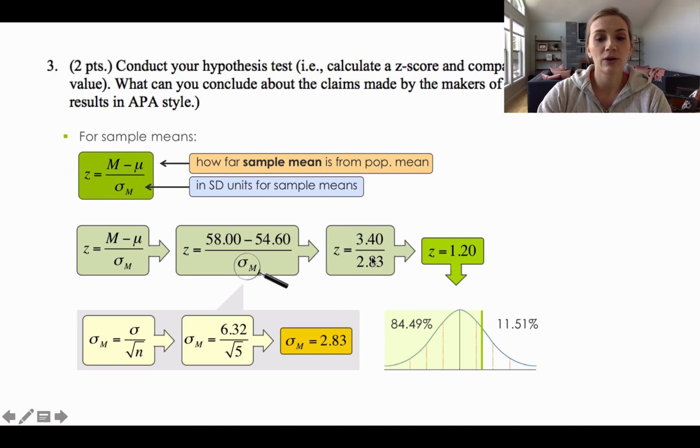And when you divide 3.4 by 2.83, you get a z-score of 1.20, which tells you that this particular sample mean of 58 is 1 standard deviation and 20% of a second standard deviation. So 1 and 20% of another standard deviation above the population mean. So this formula that we're going to calculate tells us how far the sample mean is from the population mean, how far the slap chop mean is from the mean of cutting an onion by hand using a knife in standard deviation units. Okay, so let's do that.